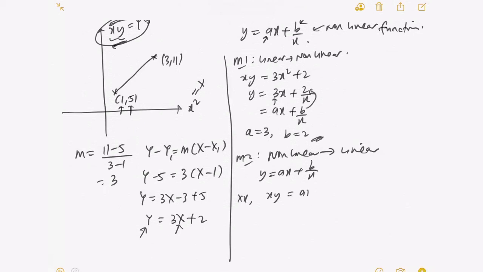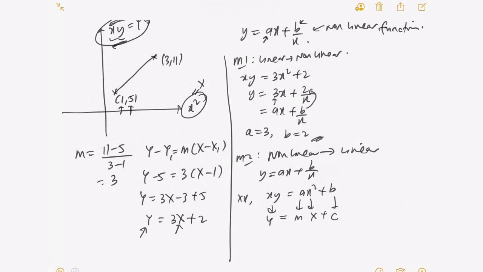This is now ax squared plus b. Now validate, your big X is now x squared. So this is your big Y, this is your gradient, this is your x, and your c. So by plotting xy versus x squared, I'll get a straight line.